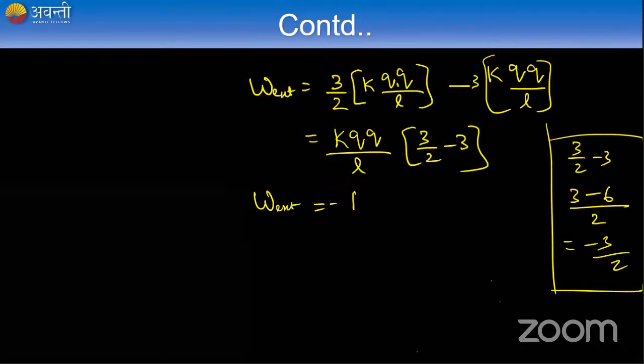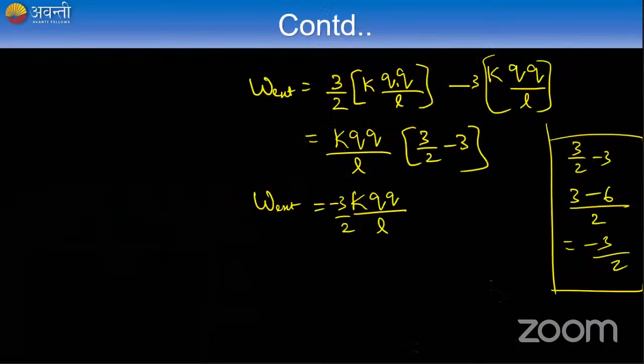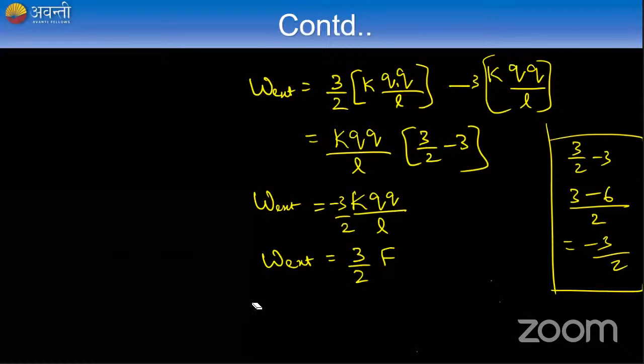So that is minus 3 by 2 times KQ square by L. So guys, if you remember, what is my force? It's nothing but KQ square by L squared, right? So I have to write the expression for work done in terms of force. That is 3 by 2 times F. If this is F, none of the answers are matching here, right? See, 3 by 2 F will be my answer, but none of the options match.